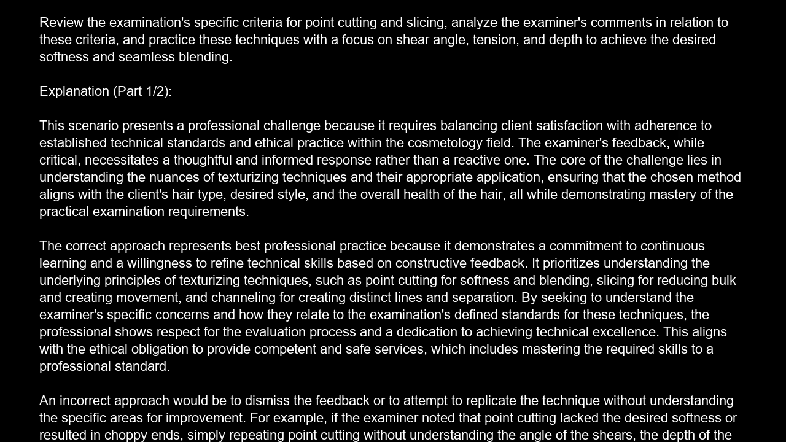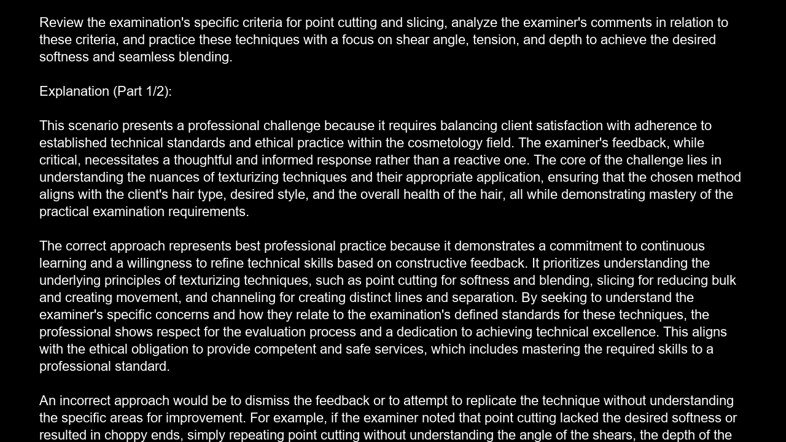The core of the challenge lies in understanding the nuances of texturizing techniques and their appropriate application, ensuring that the chosen method aligns with the client's hair type, desired style, and the overall health of the hair, all while demonstrating mastery of the practical examination requirements.